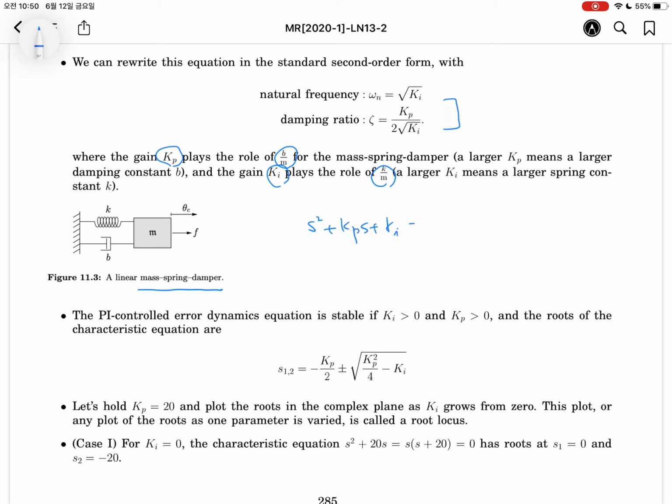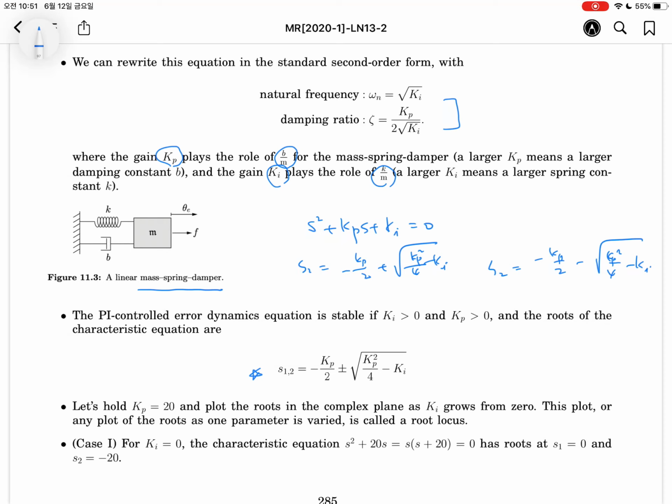Okay, we have the characteristic equation s squared plus Kp s plus Ki. Okay, then it's not difficult to obtain the solutions S1 and S2 using the quadratic formula. Maybe it will be minus Kp over 2 plus square root of Kp squared over 4 minus Ki. And minus Kp over 2 minus square root of Kp squared over 4 minus Ki. Okay, maybe it's easy to obtain S1 and S2.